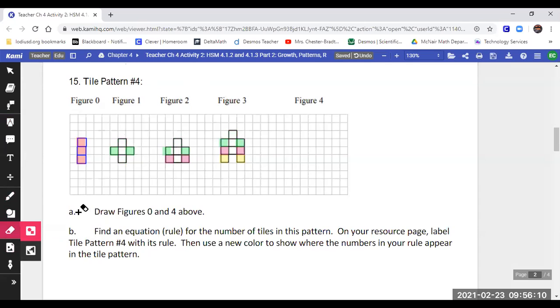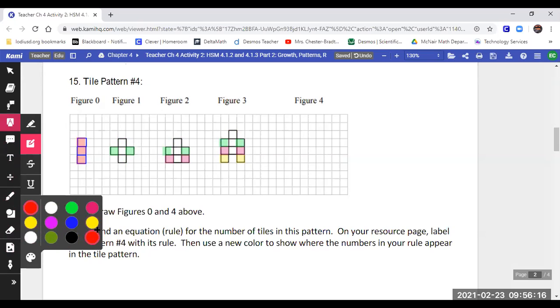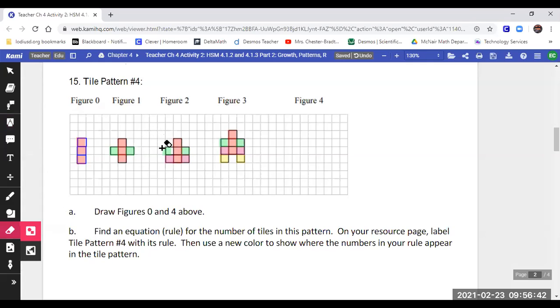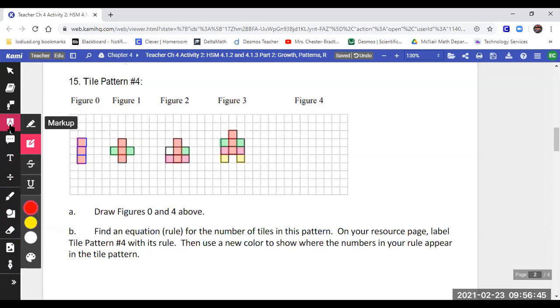Because the center, figure 0, should have been red. So I'm replacing with red. Red, red, red. So then I can see figure 0, figure 1, figure 2, figure 3. I'll fix this one, it's bugging me. Okay. And that was part of what you guys were supposed to be doing yesterday. You were required to color code.